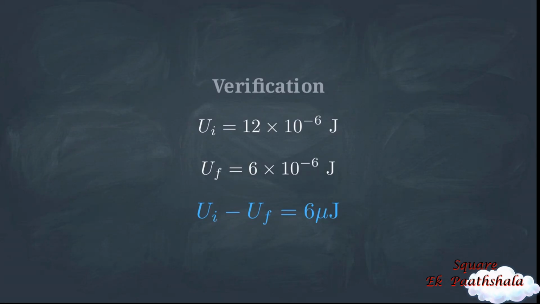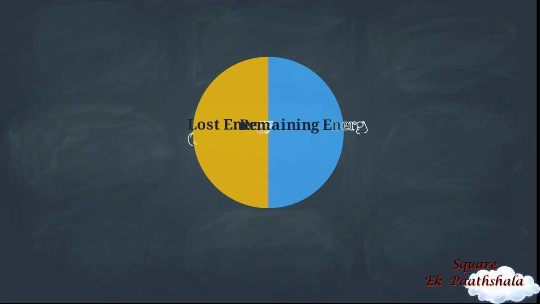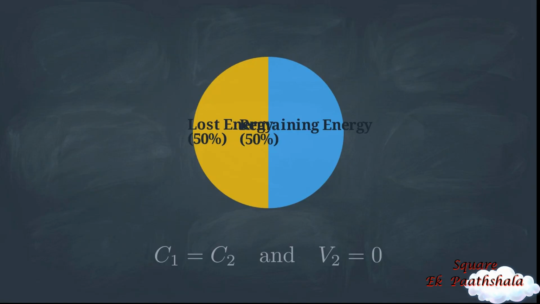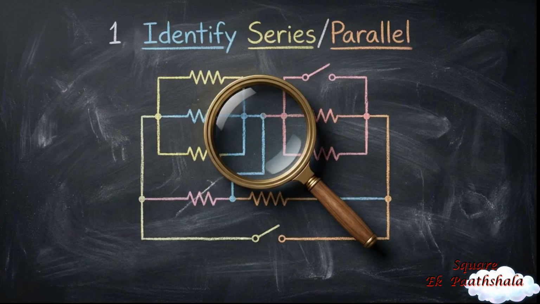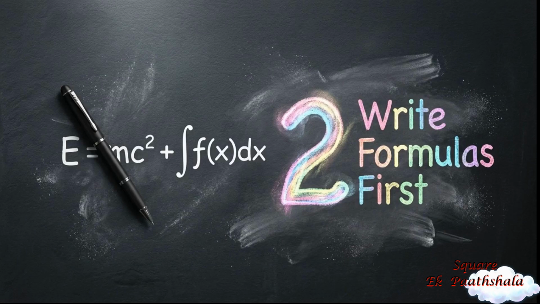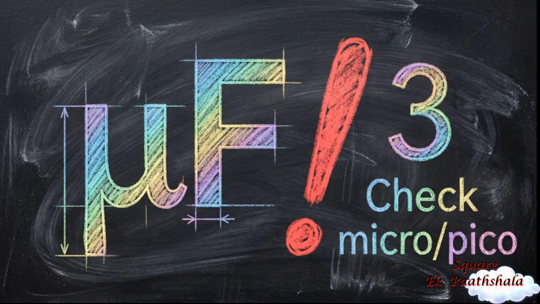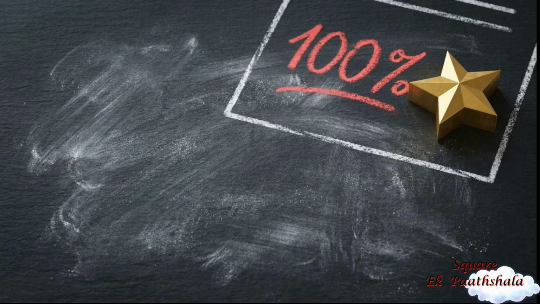Subtracting the final total energy from the initial energy confirms this result. Because these two capacitors have equal values and one began with 0 charge, the system loses exactly half of its initial energy during the redistribution. When approaching these problems, always identify the combination types first, state your formulas before entering data, and remain diligent with prefix conversions. Following these steps ensures accuracy on your exams.